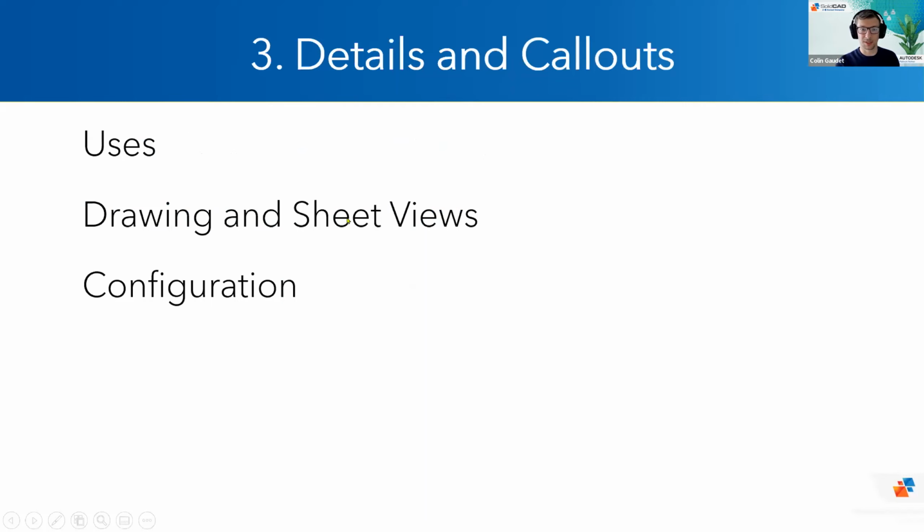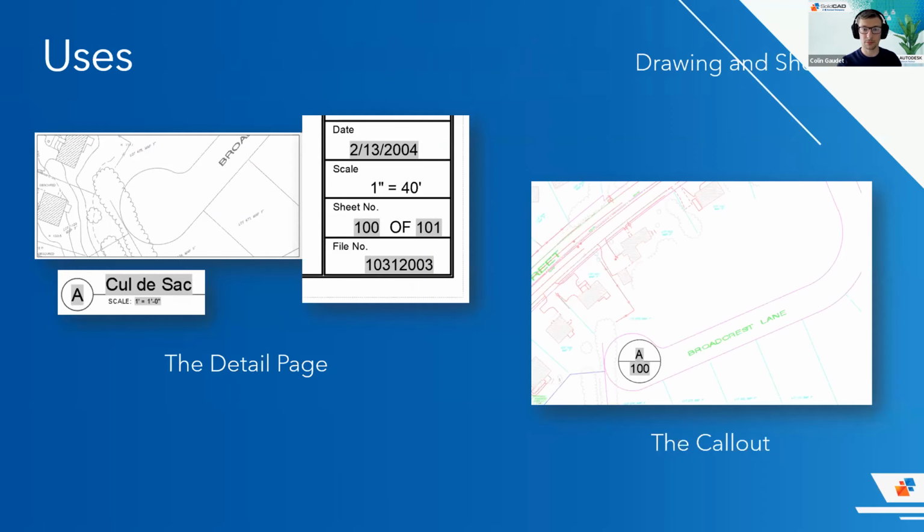So we talked about the uses. We'll talk about the drawing and sheet views, and then the configuration within there as well. So the uses is the ability to do exactly this. We've got a details page, and that details page is going to be sheet 100. We want to be able to put that callout in here and have it dynamically connected to the sheet number of our detail sheet. Just the same, we have views that we'd like to add, these details that we'd like to add, and we'd like some fields for the name, the scale, and the detail number. So we'll look at how to do that.